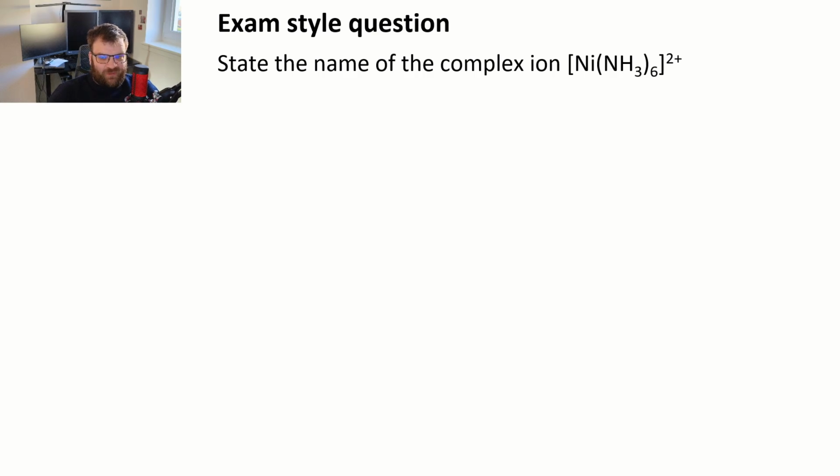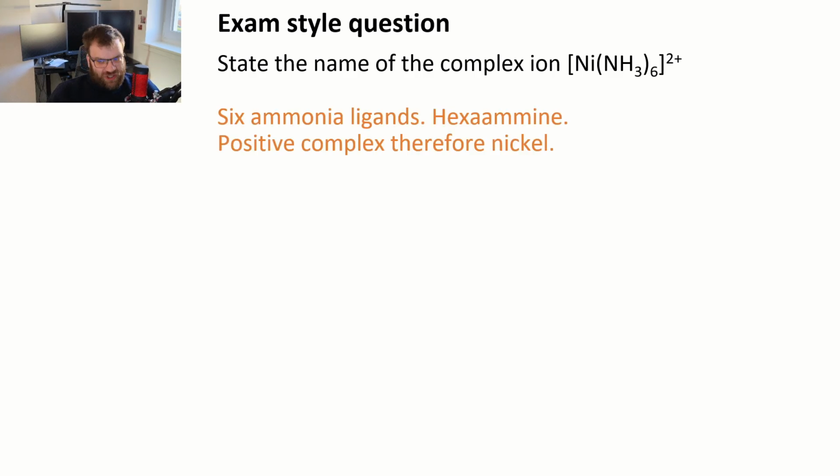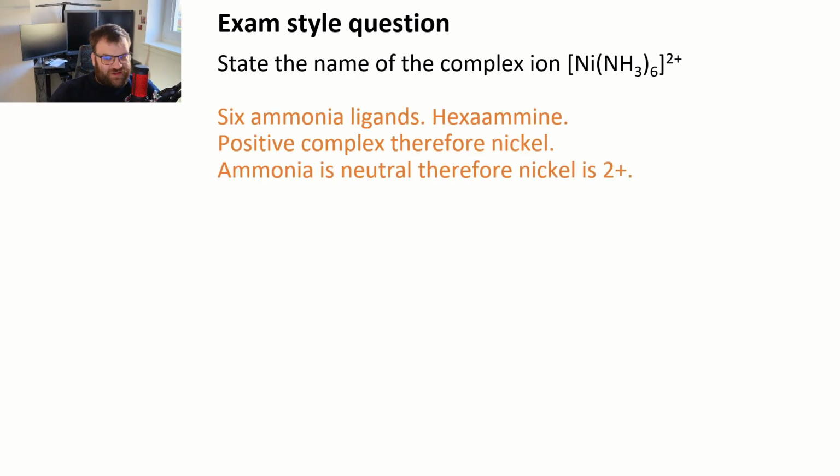Here is more of the exam style question. You have to state the name of this particular complex. We're dealing with 6 ammonias, so hexaammine, that's with 2 M's. We've got nickel, which is in a positive complex, so it's just nickel. It's got neutral ligands, therefore the 2 plus must be from the nickel. So putting that all together, hexaammine nickel brackets 2 gets your answer for that one.